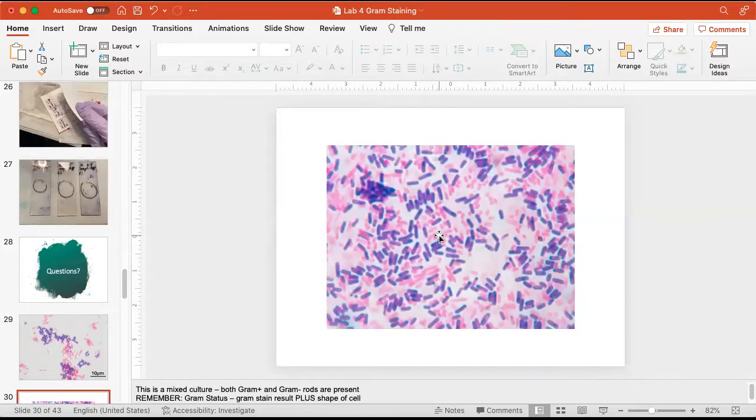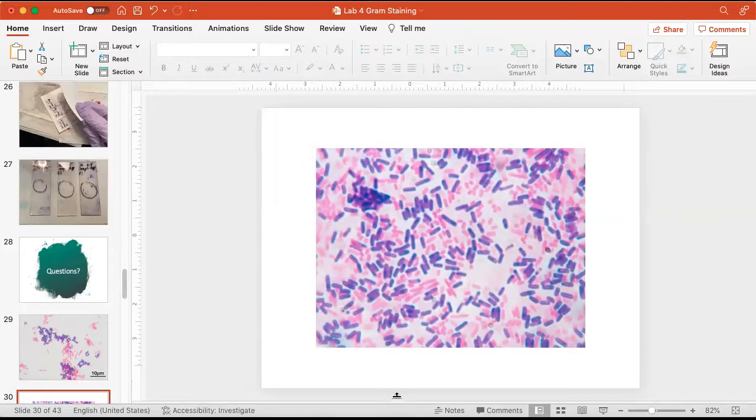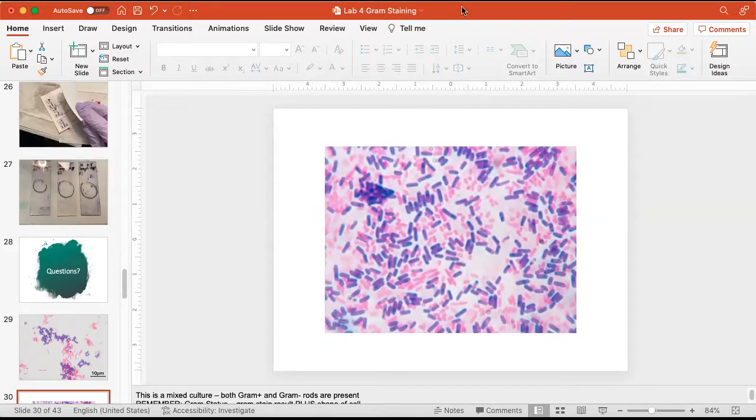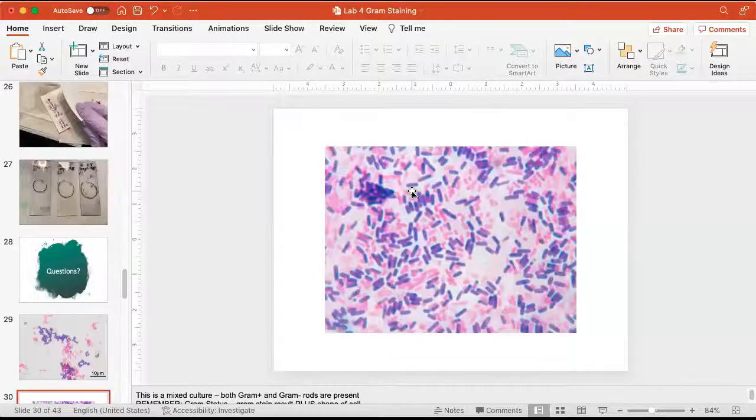Here's another smear. This is another one that is not a pure culture. There's 2 different organisms on this smear. What do you think we have? Do you think you have gram-positive or gram-negative? And what shape do you have? Or shapes, because there's 2 organisms. Good, Brooke. Purple is gram-positive. Pink is gram-negative. Both of these organisms in here are rod-shaped.